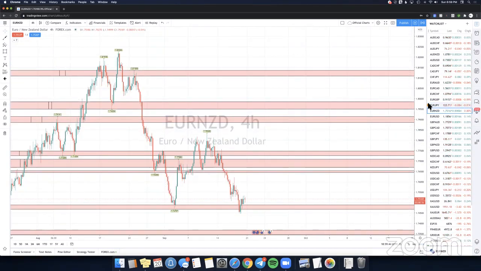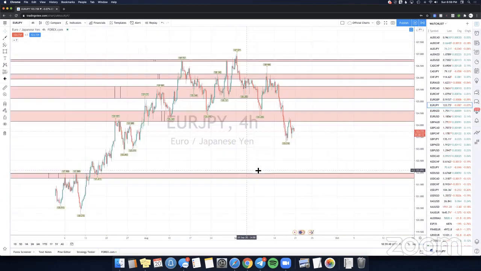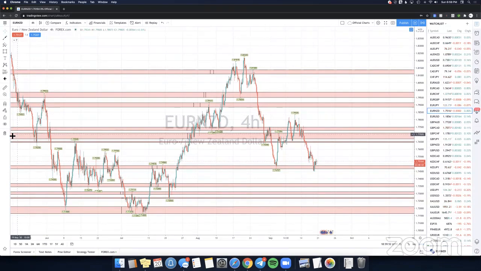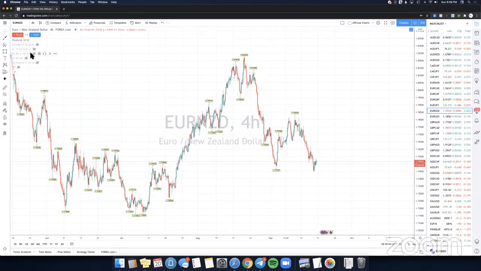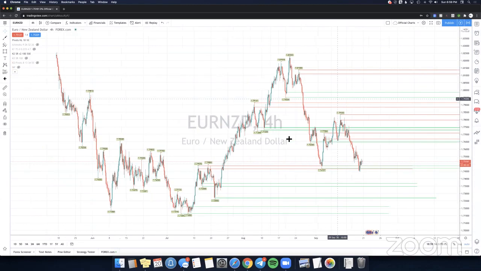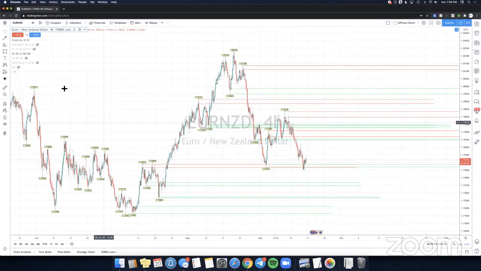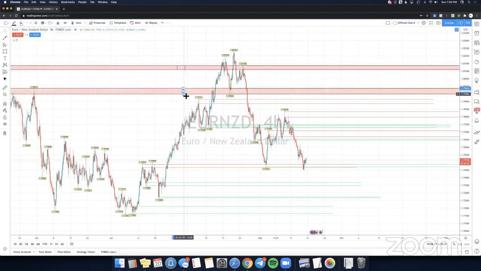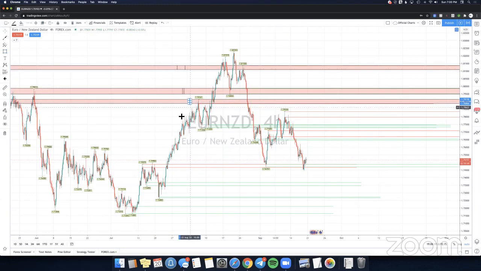I'll move over to the next pair, which is EN. So EJ is done. I have the two zones drawn right there. Next pair is going to be EN. Delete this stuff, turn on the SR. And then, yeah, this is perfect. I like when this happens when they're all spread out. It makes it a lot easier to follow. But this has a ton of zones here. Let's see.